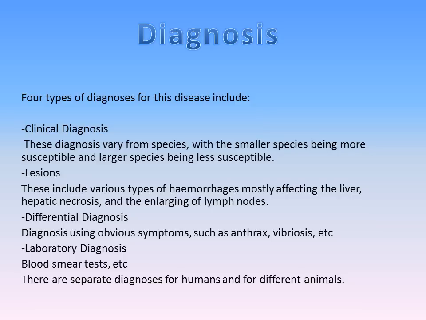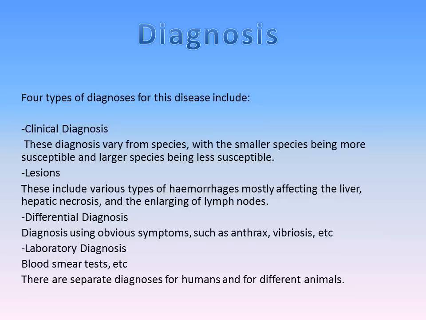Overall, there are 4 main types of diagnoses for this disease, the Rift Valley fever. The first type of diagnosis for the Rift Valley fever is the clinical diagnosis, and this diagnosis basically varies from species to species. The smaller species are more susceptible to this disease, while the larger species can even be just 10% susceptible, and the larger species include humans, and the species in the middle are basically just livestock.